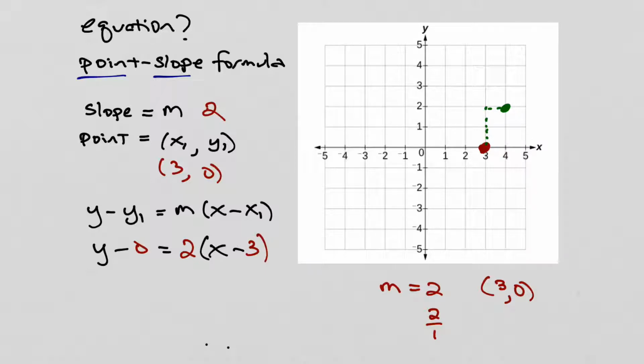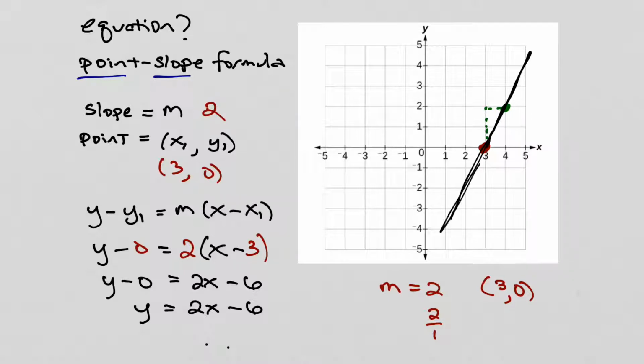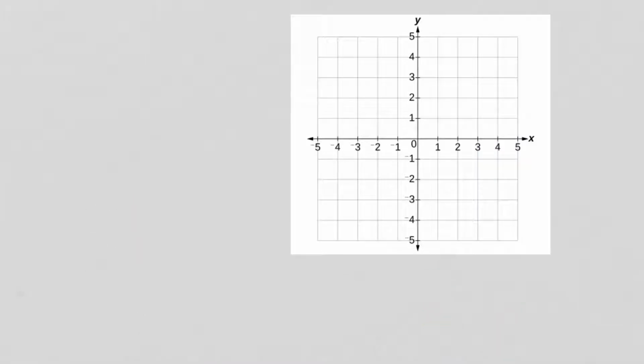Okay? So this winds up giving me y minus 0 equals, and if you distribute that 2, you'll get 2x minus 6. And then if we just solve it for y, we get y equals 2x minus 6. And from there, we could finish this off by drawing the equation for this particular line. Okay? Let's do another example.